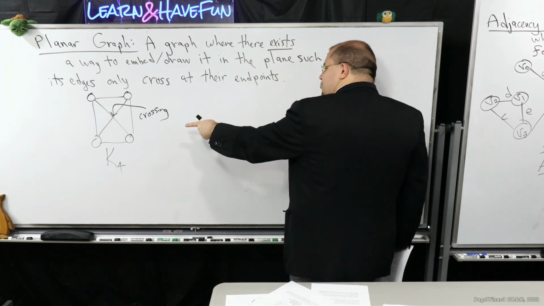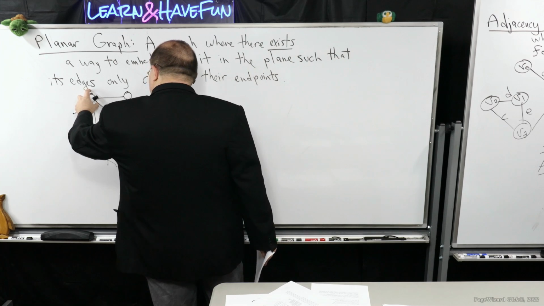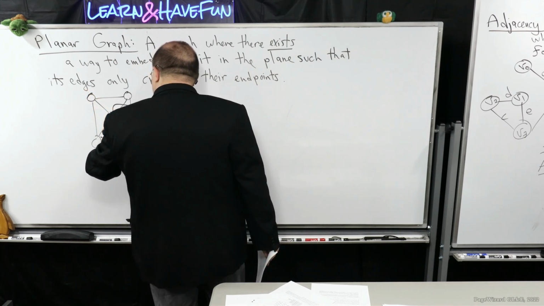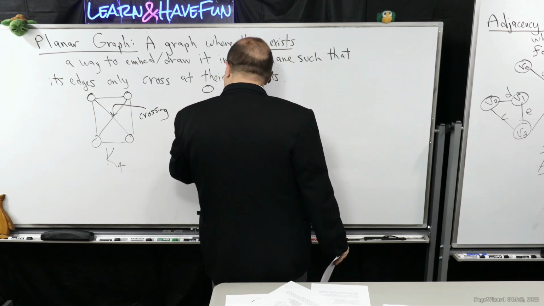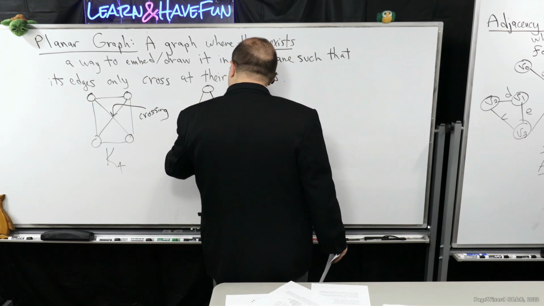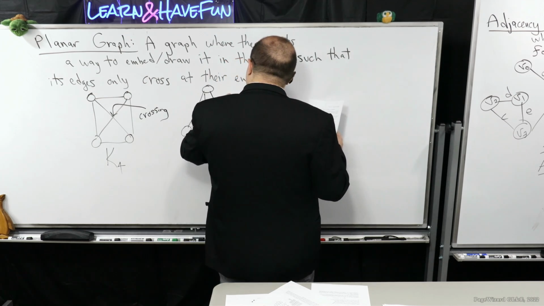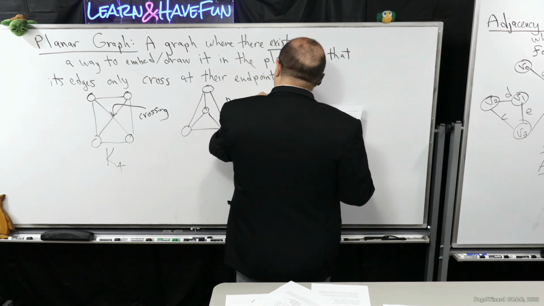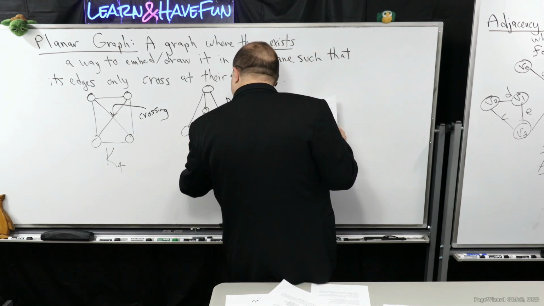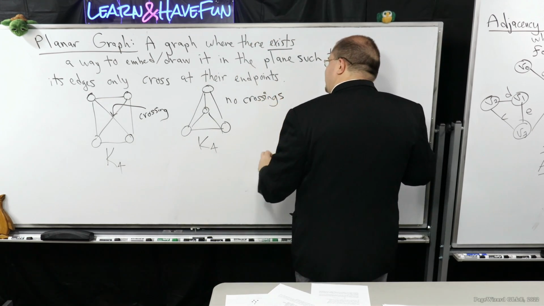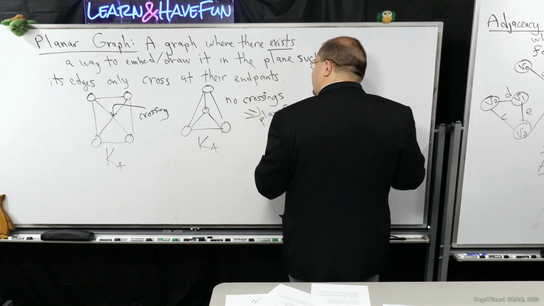Well, that's not a good drawing of this. If you look at this a little more carefully, take this vertex, drag it inside of the triangle like this, and you end up with another drawing I showed you in the past. And this is the same graph. So there's no crossing. This is still K4. So that means that this graph is planar. So K4 is planar.